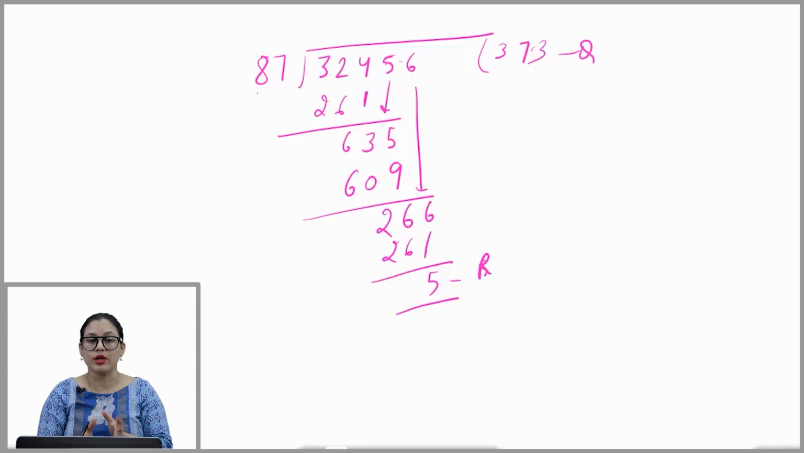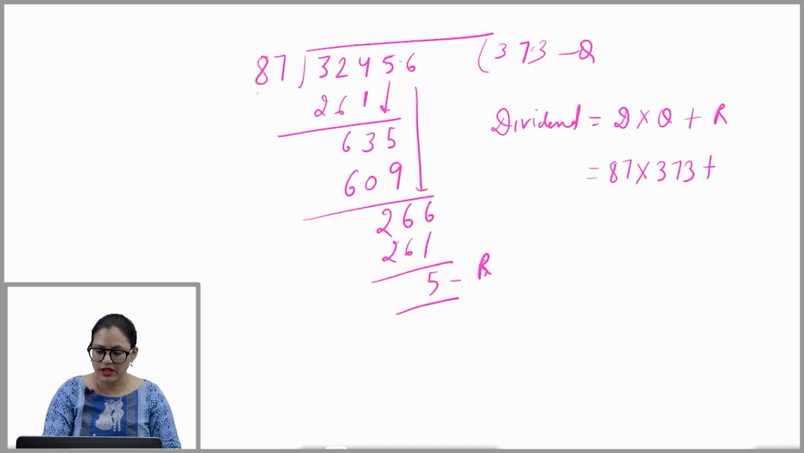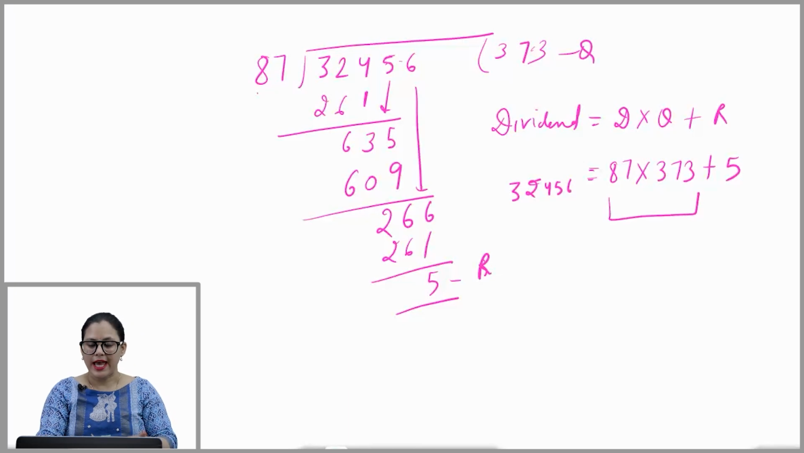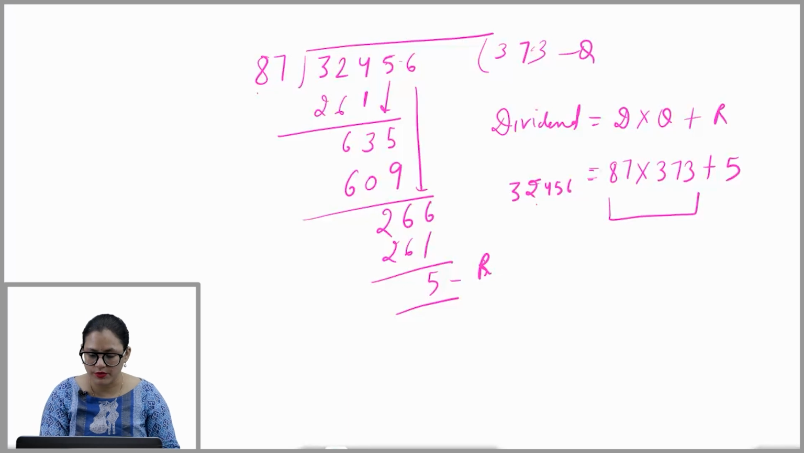Now you have to check your answer also. We have this formula, dividend is equal to divisor into quotient plus remainder. What is the divisor? 87. And what is the quotient? 373. Plus what is the remainder? 5. It should be equal to 32456. Okay, students, first you will multiply these two numbers and then add the number 5, and that should be equal to 32,456, right?